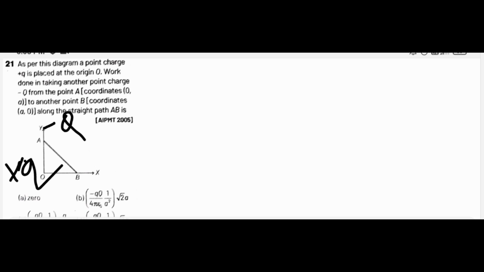See, this type of question we can expect. In the previous question the mathematical equation was lengthy, but in this question you have a concept, that is work done and potential are related by work done equal to VA minus VB.